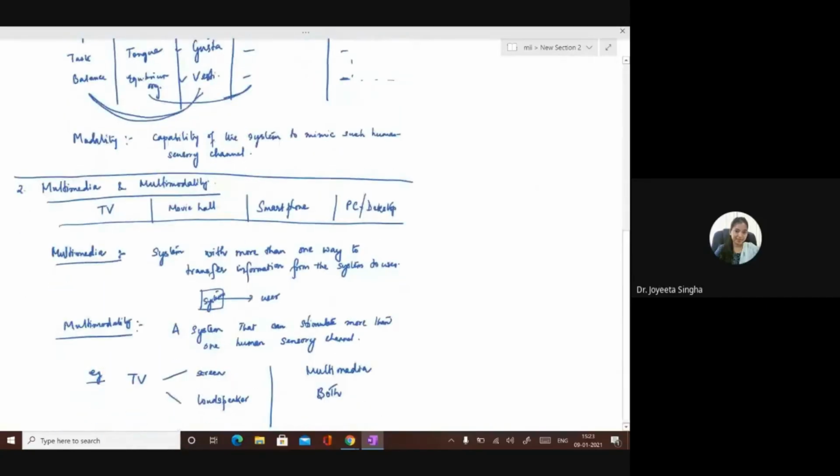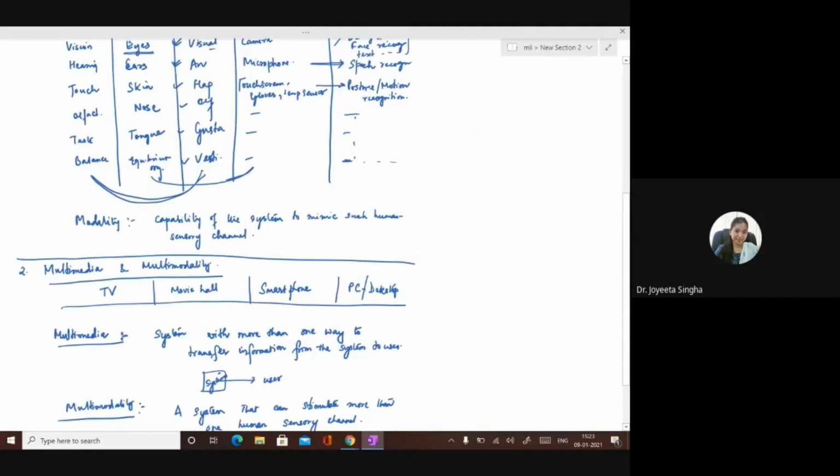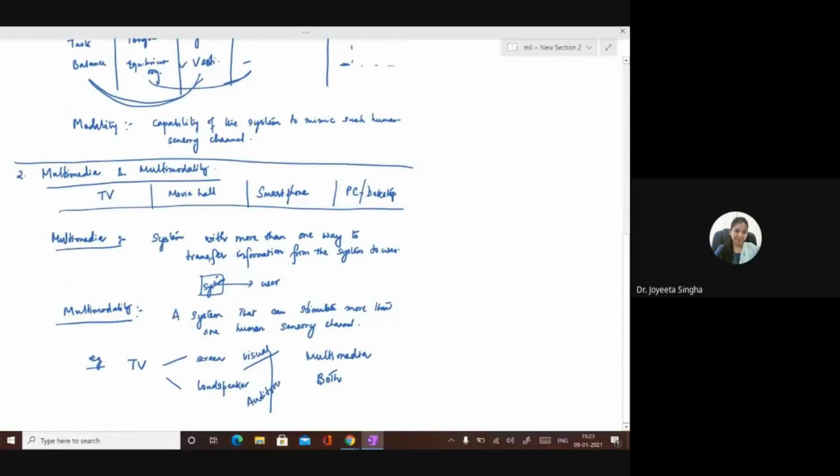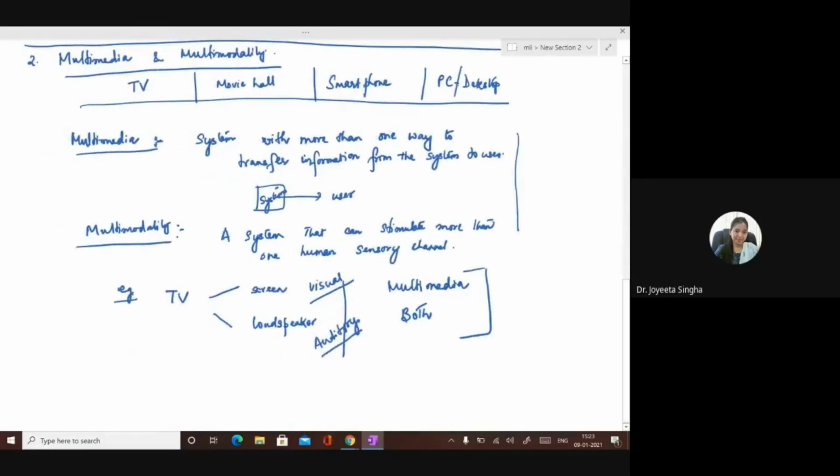The screen has the visual modality, as per the definition. The loudspeaker gives you the auditory modality. And both have a different medium as well. So as per the definition you have seen here, it can be considered both multimedia and multimodality. It is multimedia because you can see pictures through the television and hear voice, and multimodality because both modalities are involved, visual and auditory.